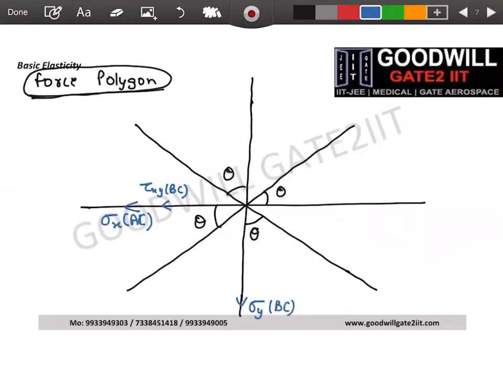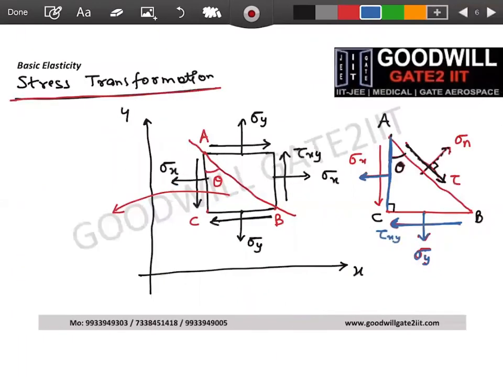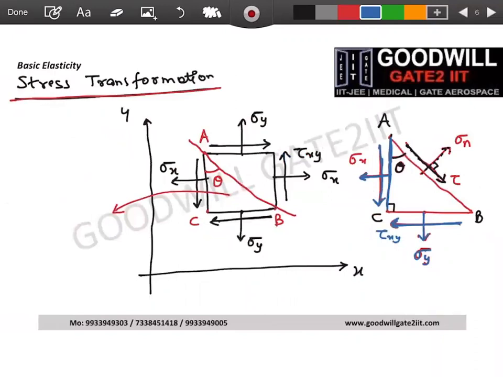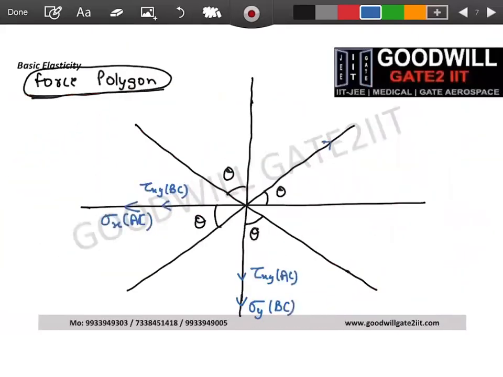This is force polygon, right? So I cannot mark stresses. I'm converting this into force. Similarly, if you see this is tau xy again, but it is acting on face AC going down. So this is tau xy acting on face AC into 1. So I've marked all my 4 stresses, but there are 2 more stresses acting here. This is one stress, which is sigma n, acting in this direction on face AB. Correct? So this is sigma n into AB.